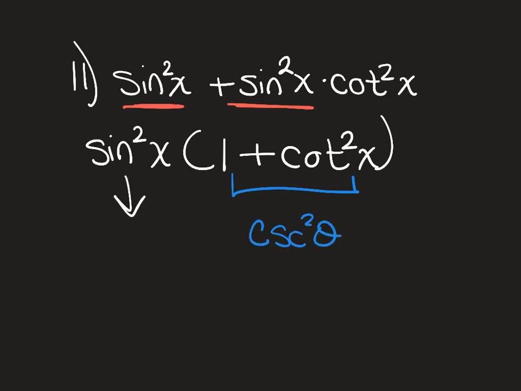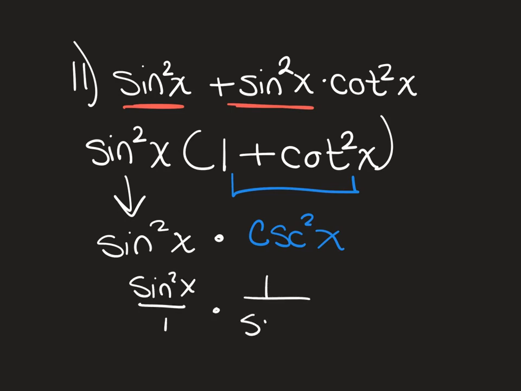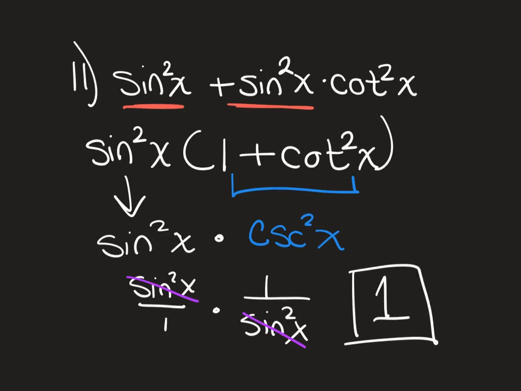And I still have my sine right here. Sorry, I did not mean to change that x. It should have stayed an x. These are multiplied. So I have sine squared x over 1 times 1 over sine squared x. These sine squared x's are going to cancel out, and we got 1 again. So hopefully that was some good practice for you.